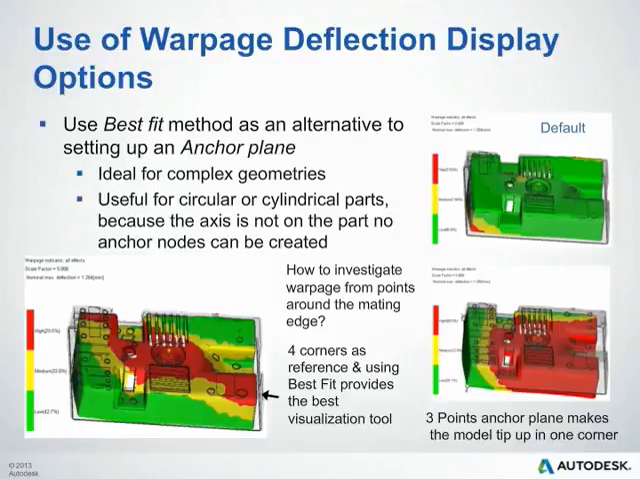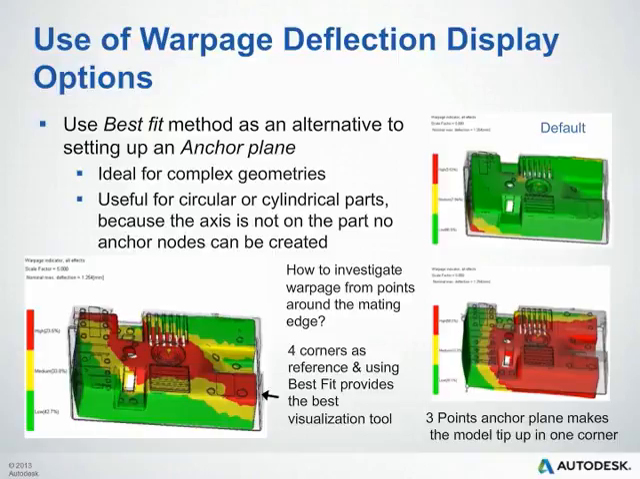You'll probably use anchor planes for most of your applications, and you'd investigate each region of the part. So you'd investigate maybe the right side of this box with one anchor plane, the left with another, and maybe the bottom with a third. But there are cases where the best fit method is a better alternative to setting up an anchor plane. Some of these situations might be for ideal or complex geometries. It's also useful for circular or cylindrical parts, like we mentioned previously with our boss.